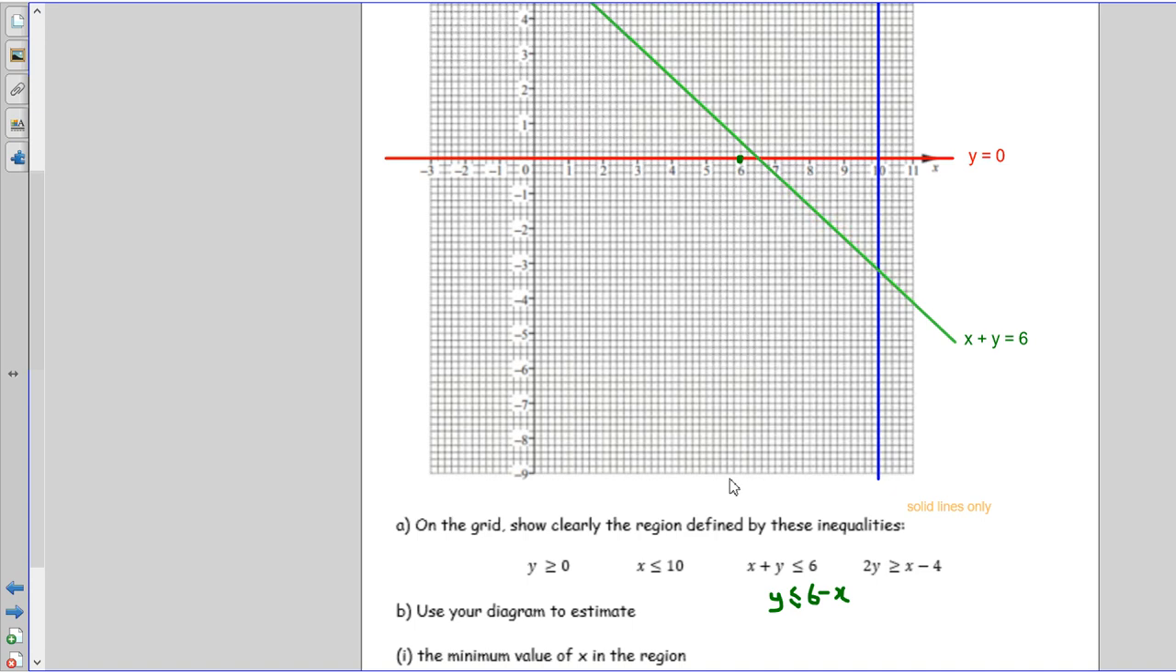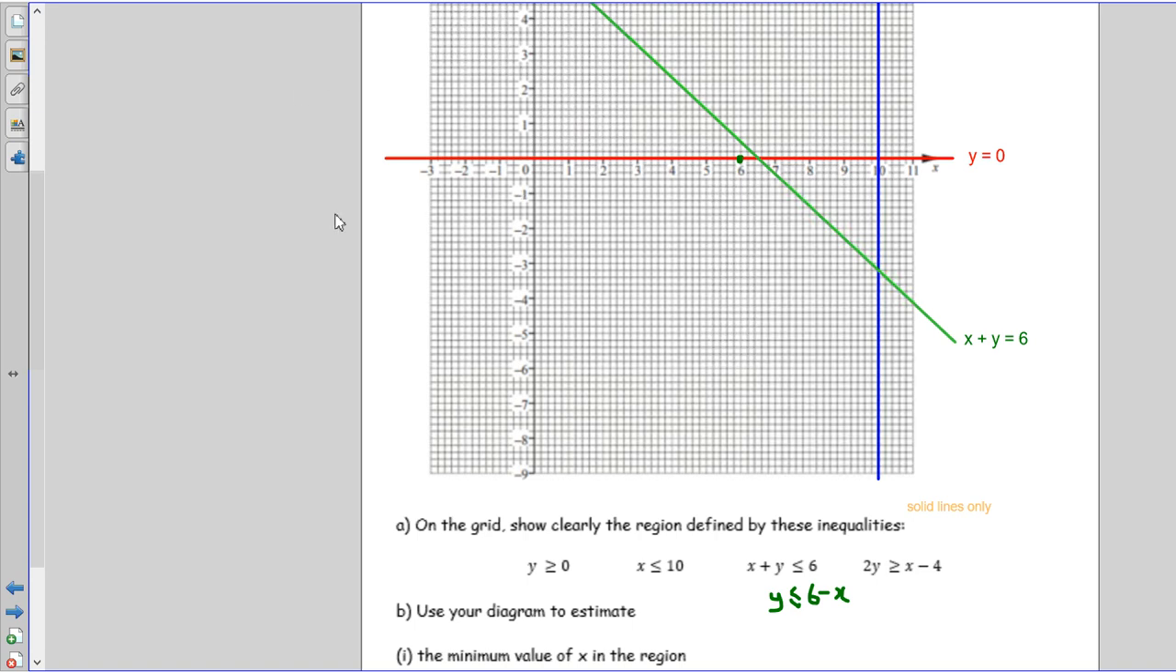And which part would be shaded? Again, like with the blue one, x is less than or equal to 10. It would be this area here. So it's all the area above in red because it's greater than 0, but x is less than 10. So x values that are smaller than 10, like 9, 8, 7, 6, and so on. So it's this area here.